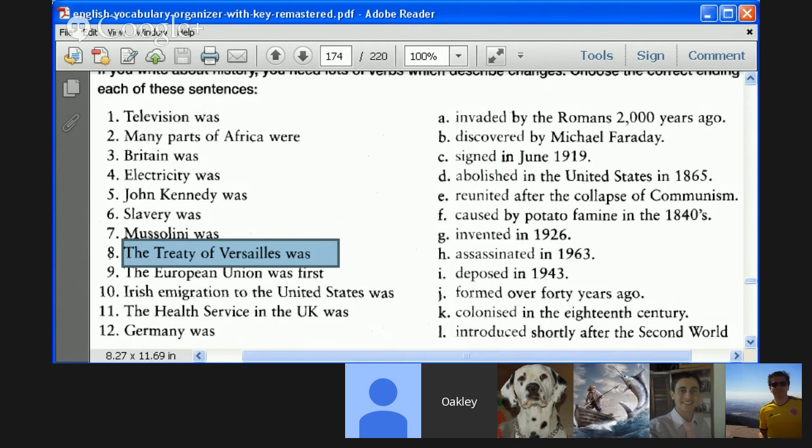Okay, moving on. Johnny, number 8. The Treaty of Versailles was signed in June 1919. Yeah, okay. This was the treaty that ended World War I.